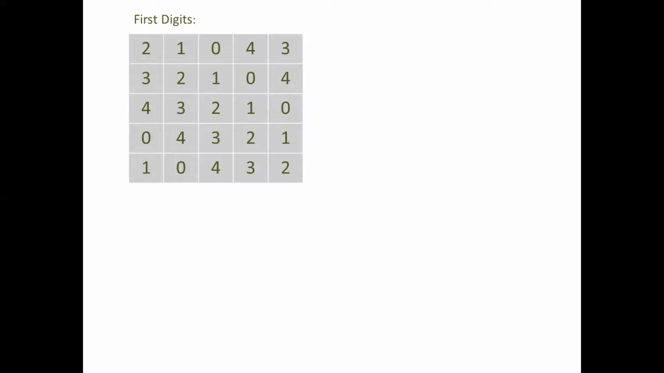The second row is also a permutation of 0, 1, 2, 3, 4: 3, 2, 1, 0, 4, and so as the third, the fourth, and the last rows. If you look at the column 2, 3, 4, 0, 1, it is also a permutation of the 5 digits, and so as the second column, the third, the fourth, and the last.